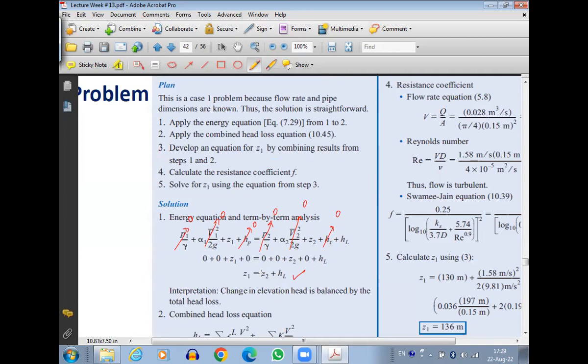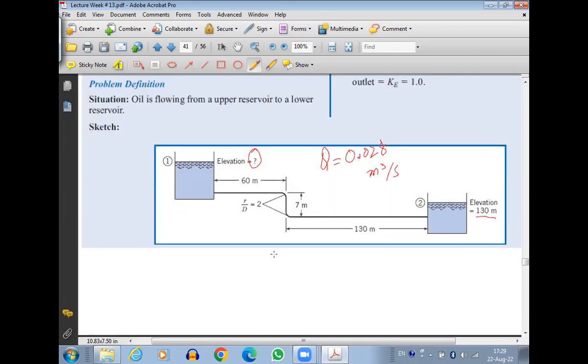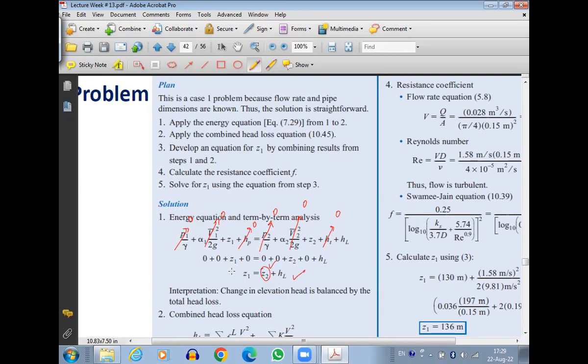Okay. Now Z2 elevation is known. This is known in the question, right? So elevation Z2 is 130 meter. Z1 elevation we need to find out. Now we can find Z1 if we know what is HL. What are the head losses in the piping system?